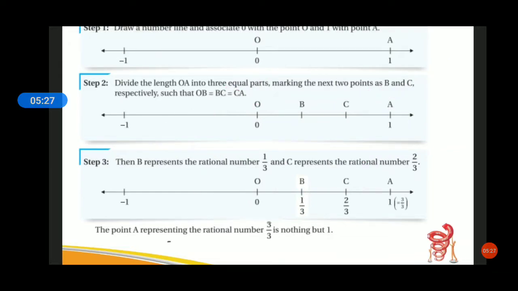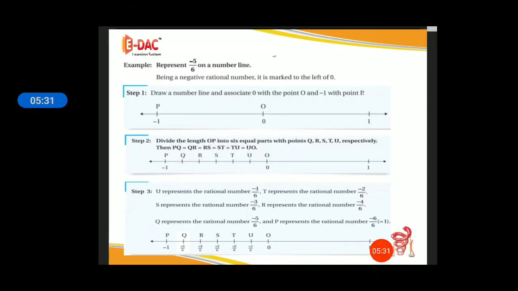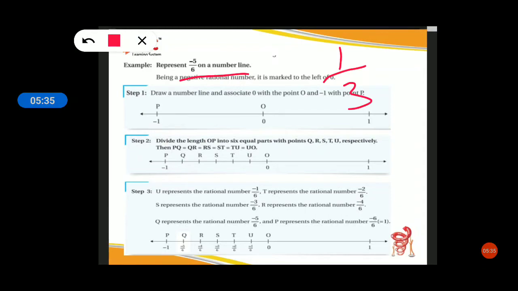Now we will see another example also. Here we need to represent minus 5 by 6 on the number line. Before, we had 1 by 3, which is positive, so we represented it on the right side. Since here we have minus 5 by 6, you need to represent it on the left side. So 0 to minus 1. Minus 5 by 6 is greater than minus 1, so you need to represent it on this side.